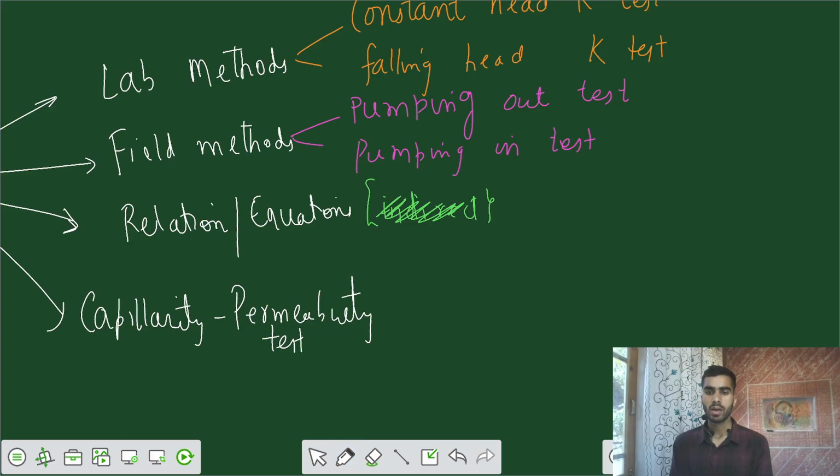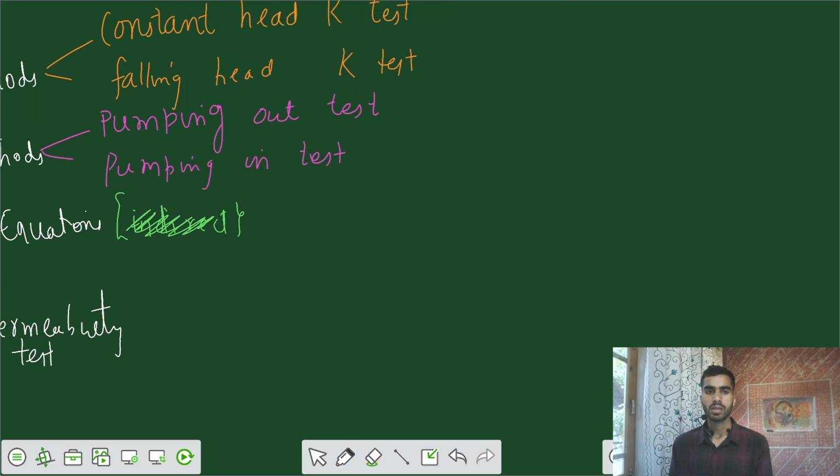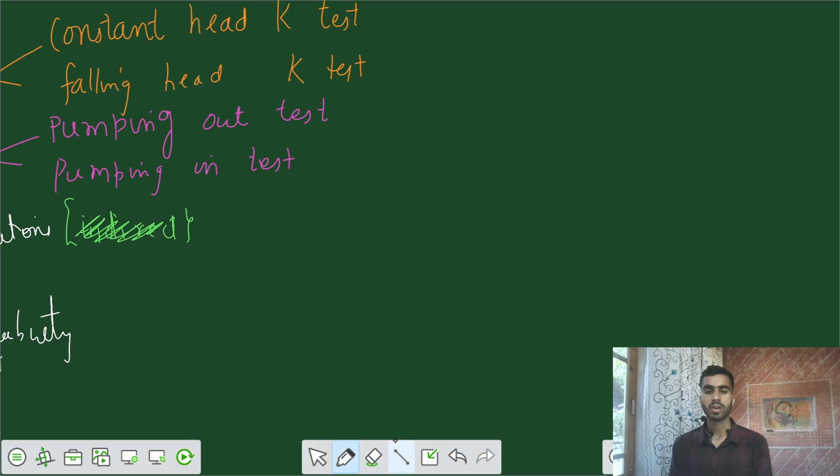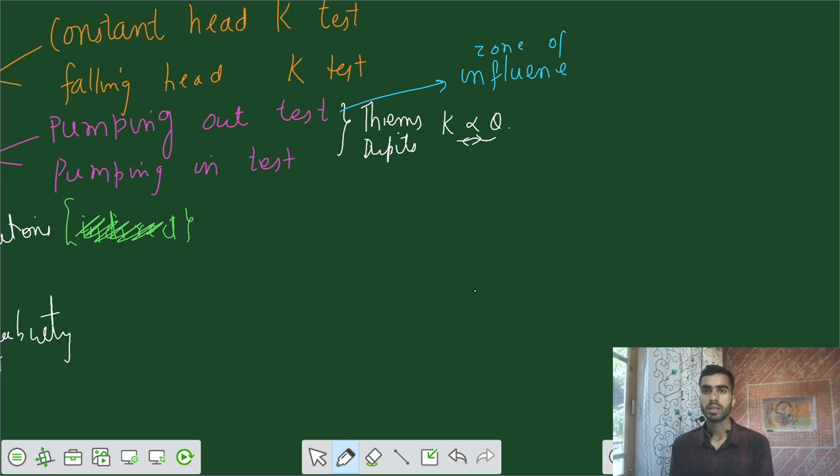We are not going to touch on these, as they are concepts from hydrology. From these we have two equations, Thiem's equation and Dupuit's equation, to relate permeability to the discharge. The pumping out test involves a zone of influence, a term we use for the zone of influence of the pumping well.